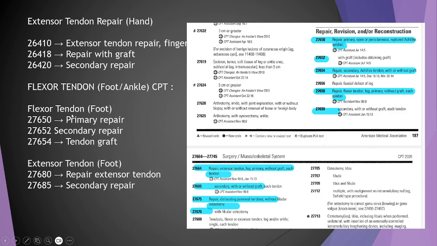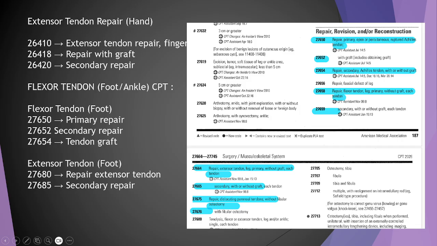So hand you can already see. In the foot area, that is the leg area, foot or ankle, 27664, 27665, 27675. So these are the related CPT codes. Here you can see the repair of the primary open or percutaneous ruptured Achilles tendon. For the Achilles tendon, 27650. With the graft we'll see in the next video, with the graft and without a graft. So here is a secondary repair. Here it is primary and secondary repair.